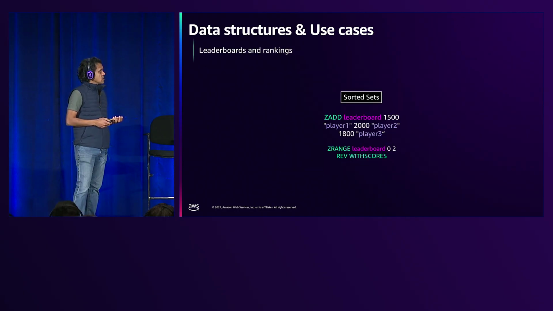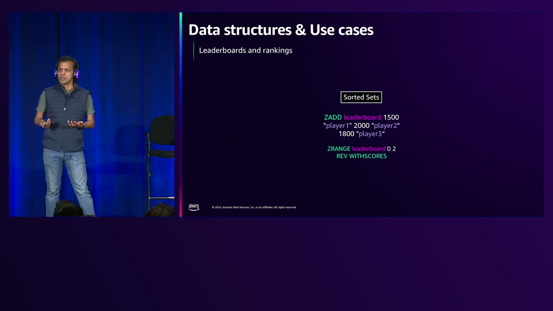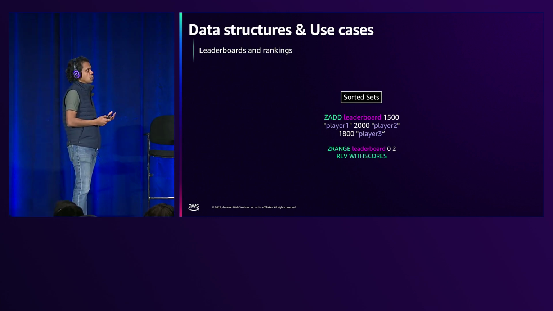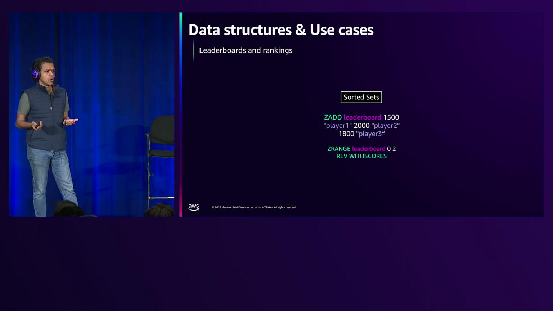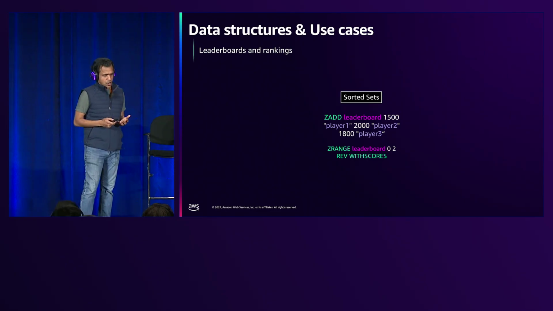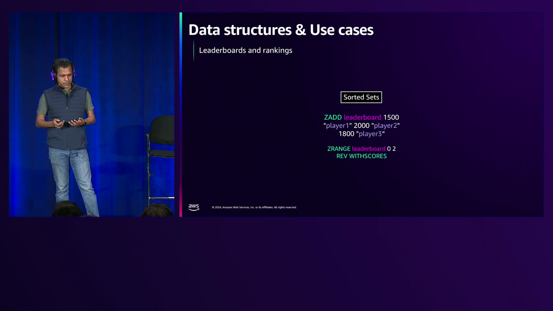The other one is leaderboards and rankings, right? So imagine you're building a gaming application. You want to store the data about your top users. You can store that in sorted sets. If you're familiar with Valkey and open source Redis, I'm sure you're familiar with these data structures, but I just wanted to cover the various data structures that are supported in ElastiCache to store different formats of data.